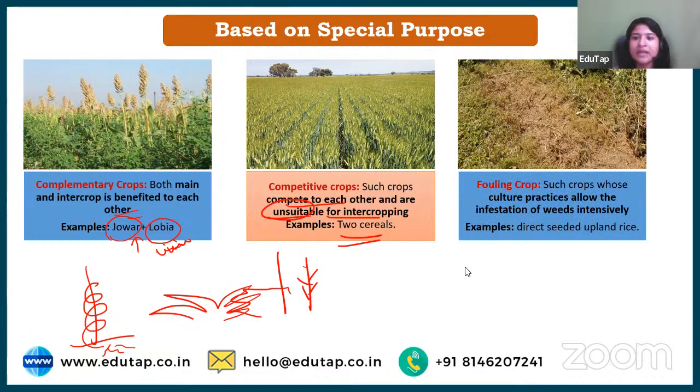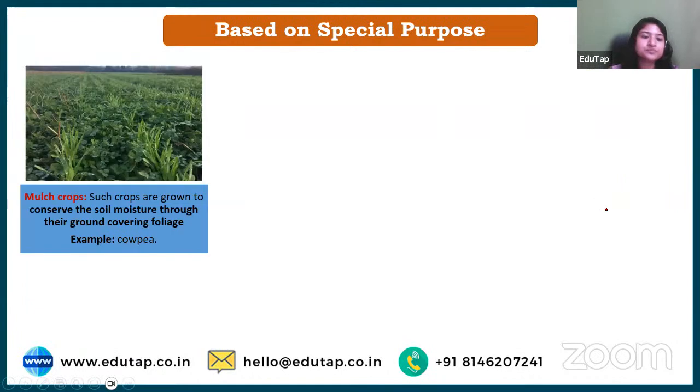Next we have fallow crops. Such crops, when they are sown, bring a lot of weeds into the field, so these are known as fallow crops. The best example is directly seeded upland rice. In the fields where rice is directly seeded, it has been observed that a lot of weeds are generated. That is why rice is transplanted. Rice is always transplanted, it is not directly sown in the field.